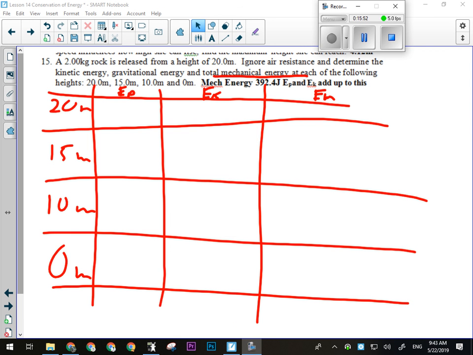Okay, so if we're looking at number 15 here, the big thing with number 15 is that we have to have this understanding that the mechanical energy doesn't change at any point on the way down, and that kinetic and potential always add up to mechanical, and it's going to be the same number, right? So all I have to do is calculate the mechanical energy one time. And the easiest place to do that is the initial point where it has no kinetic, it's all potential, right?